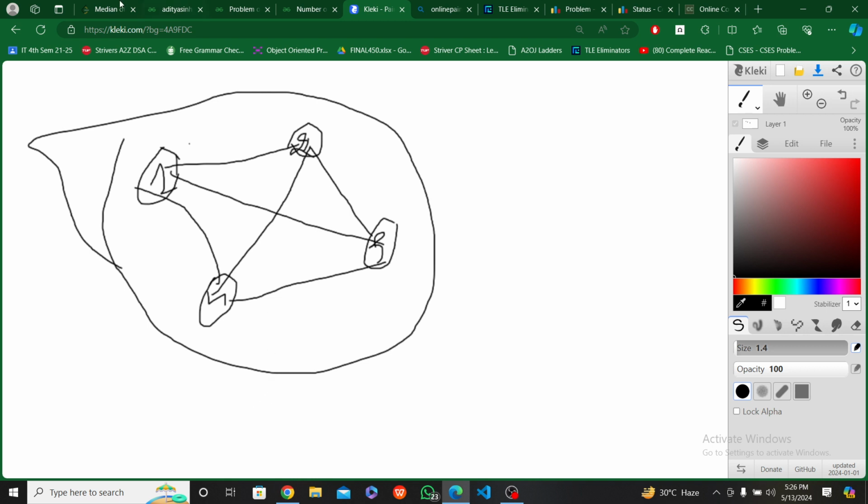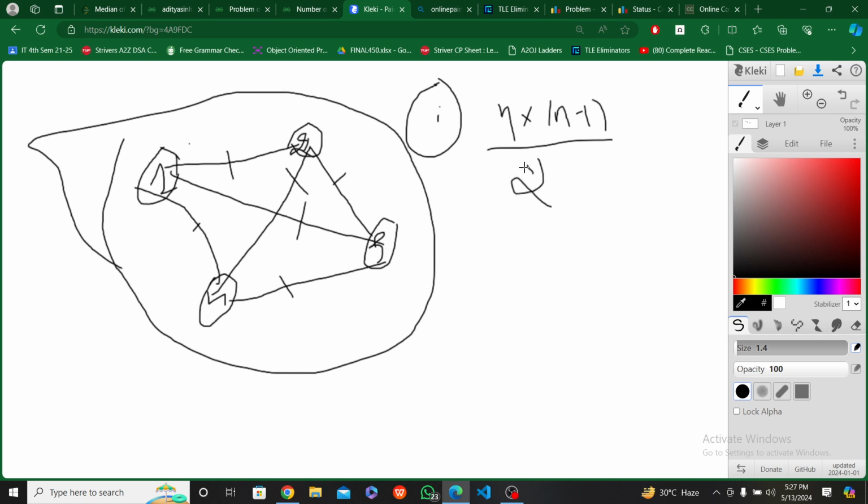One thing we determine here is the number of edges. How many edges are there? That is 1, 2, 3, 4, 5, 6. That is 6. So we know a formula that calculates the number of edges in a complete graph: n into n minus 1, divided by 2.